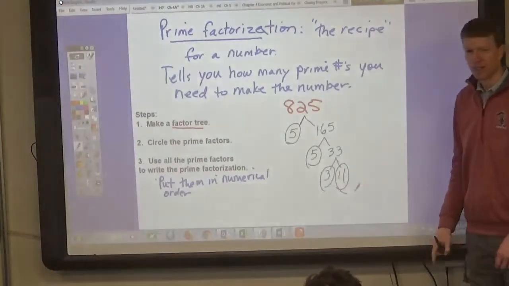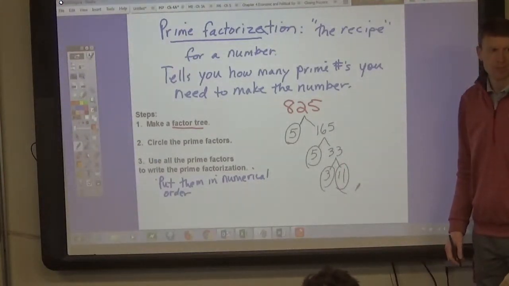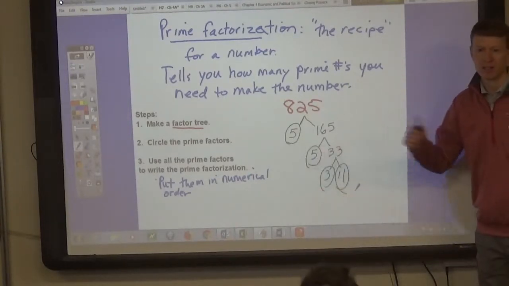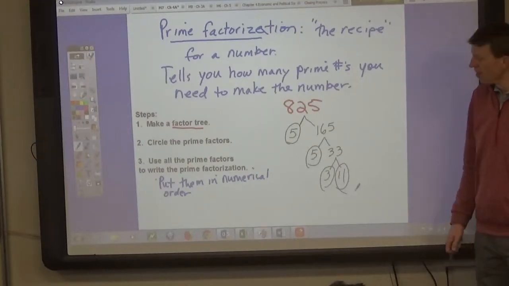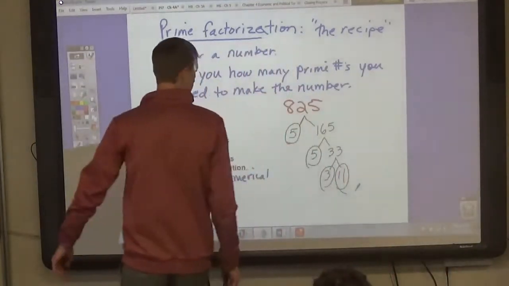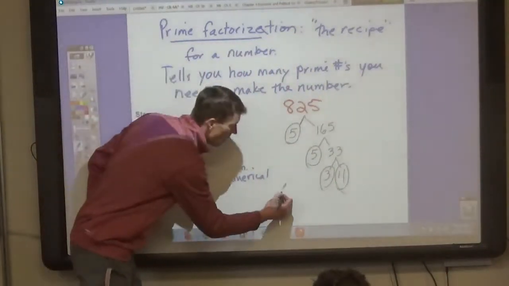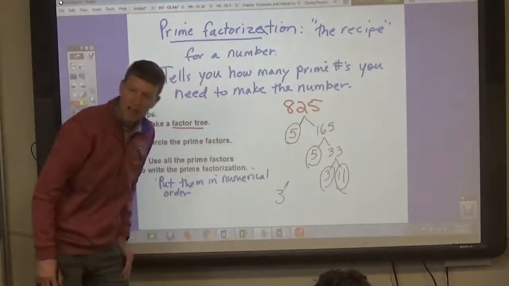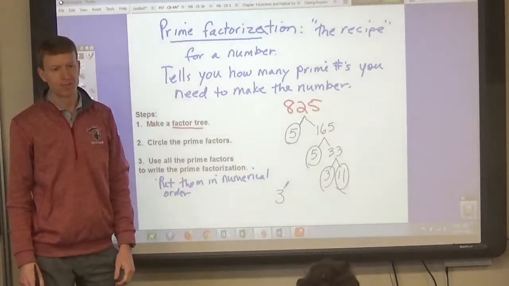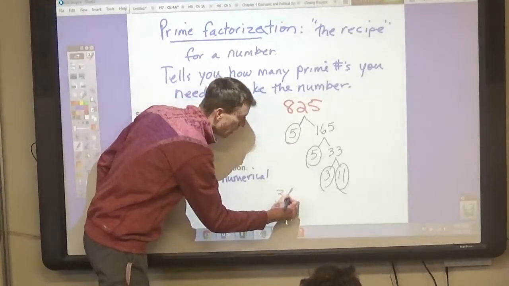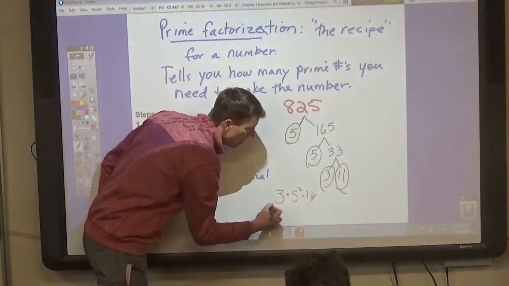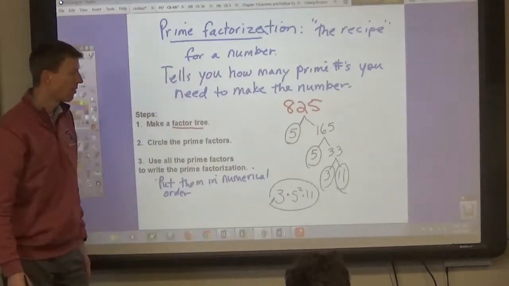And then you write down the formula. And you have to put the formula in what? What does it say again, Olivia? Numerical order. You use a times sign, which in algebra is the dot. It's not the X. Okay? So 3 times 5 squared times 11. Prime factorization.